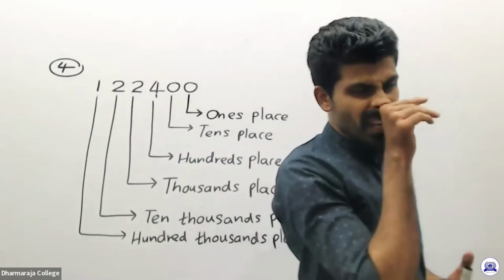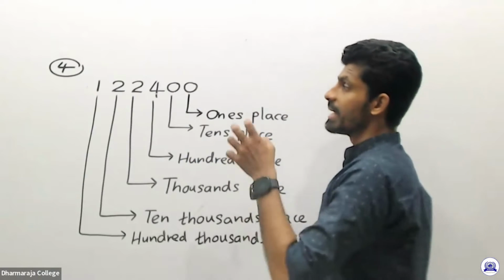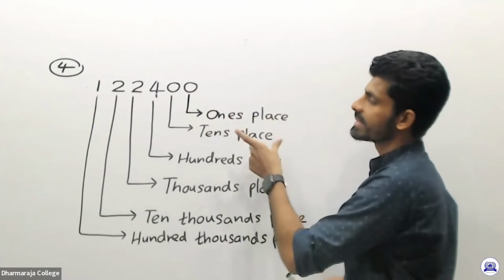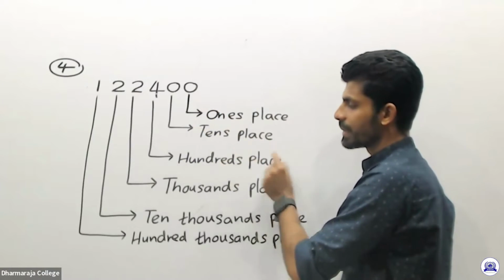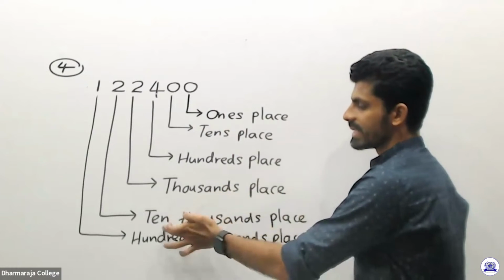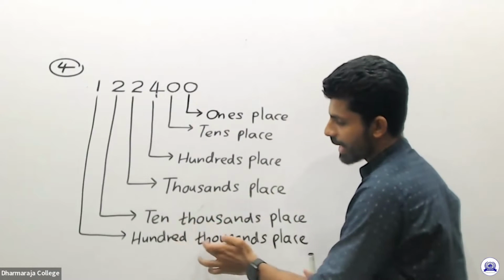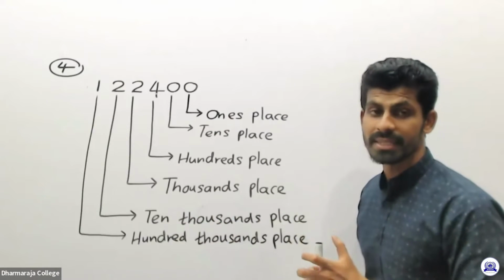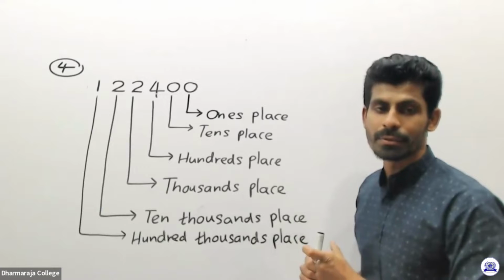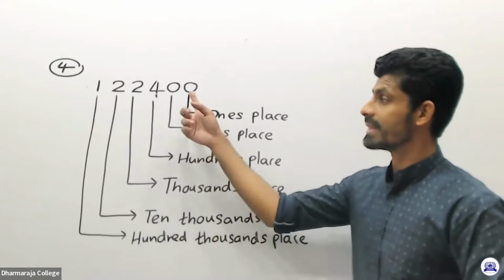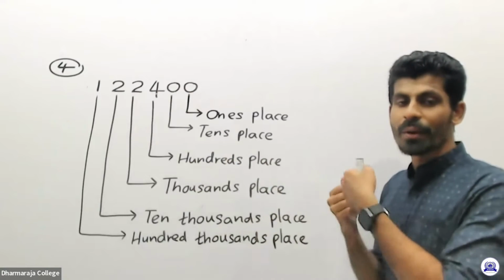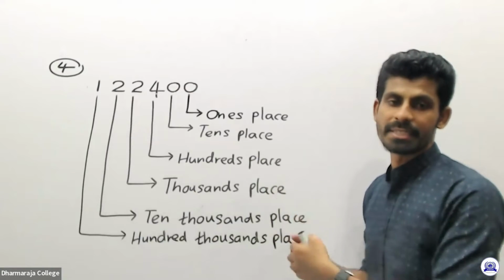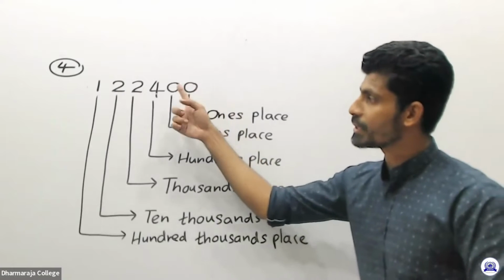So now you can understand this one, my dear. Look at the place values: ones place, tens place, hundreds place, thousands place, 10,000 place, and 100,000 place. Then we need to identify the values of these places. Now we are going to identify how to find the value of each place.